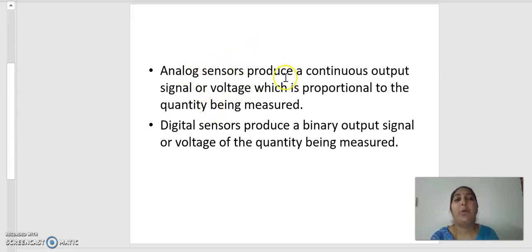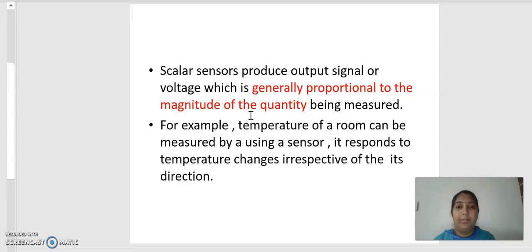Analog sensor produces a continuous output signal or voltage which is proportional to the quantity which we are measuring. So that means it gives some certain range of values. In general, most of the analog sensors give values from 0 to 1023 and digital sensors produce only two binary values, that is either 0 or 1 or high or low.